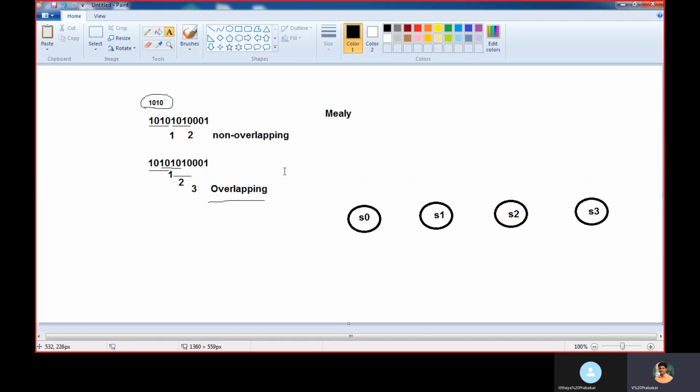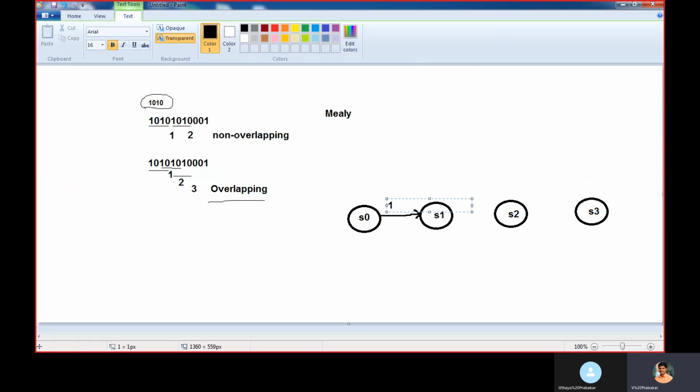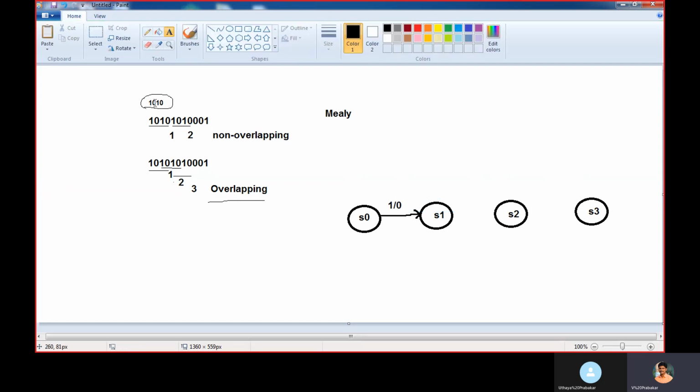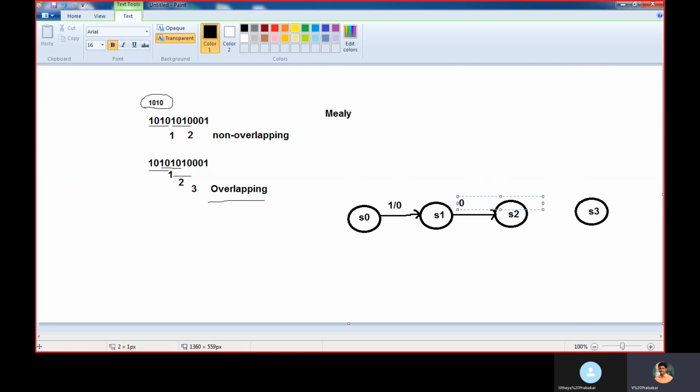Now, first we will draw for this given pattern. When we receive 1, we have to move from S0 to S1. At the time output is 0. And next 0. Assume that we are in S1 state. Next input we receive 0. We need to move from S1 to S2. If we receive input 0, we are moving from S1 to S2. At the time also the output is 0.